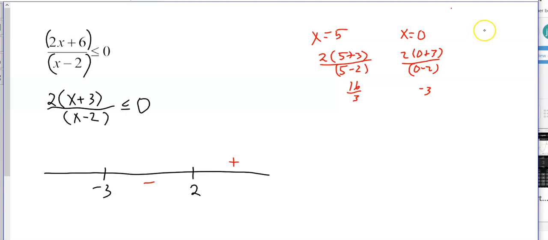And x equals some number smaller than -3, let's make it -5. So plug in -5, this would be 2 times -5 plus 3 all over -5 minus 2. So -5 plus 3 is -2, that's -4 up top, divided by -7 is a positive 4/7. It's positive, is the big thing I want you to see. Wow, it looks basically exactly like that last interval.